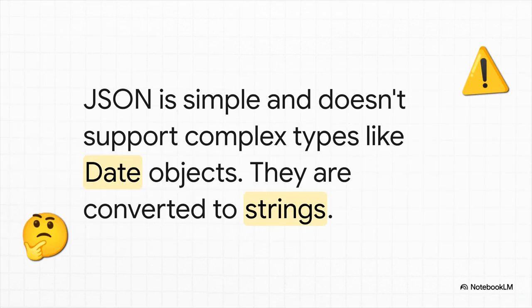But there's a catch, a common little trap. JSON is pretty simple, which means it doesn't really have a concept of complex things like JavaScript's date objects. So when you stringify an object that has a date in it, that date just becomes a plain old string. And when you parse it back, it stays a string. It loses all its special date powers.